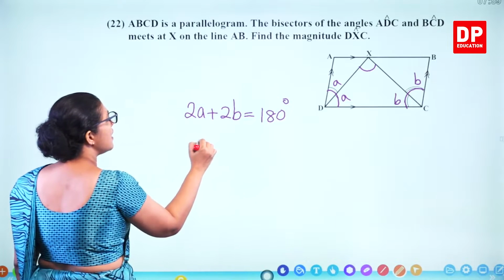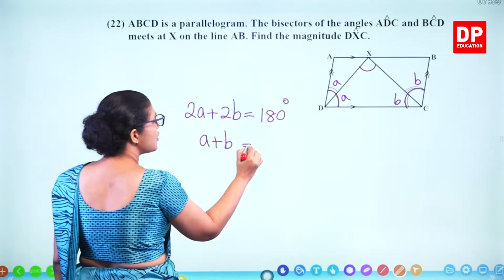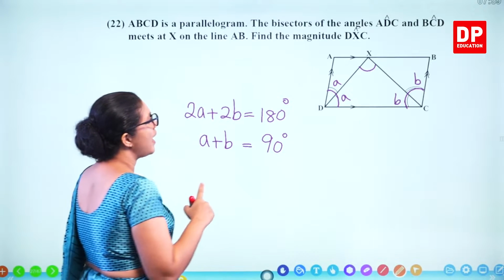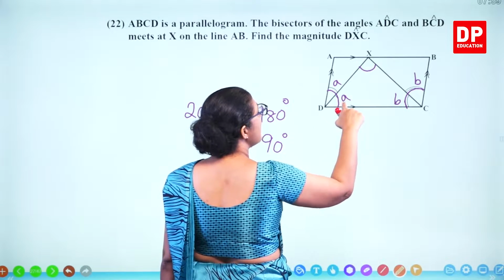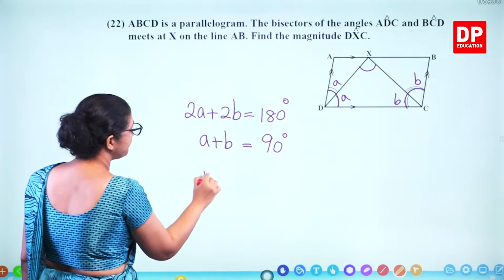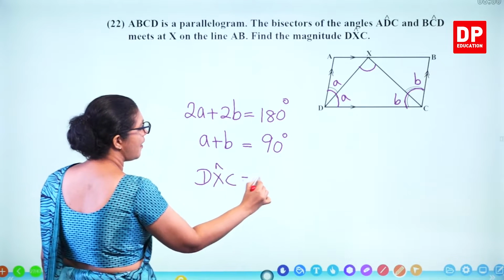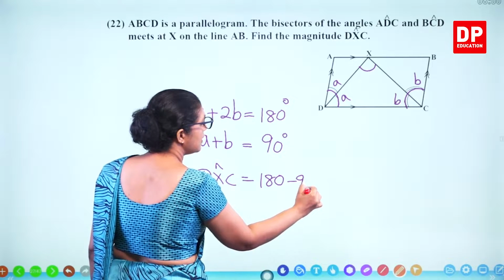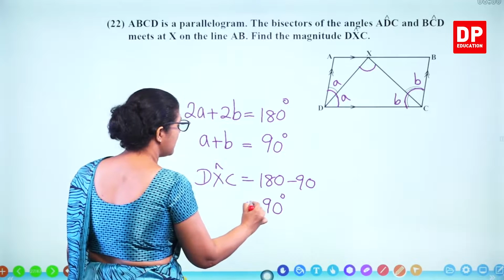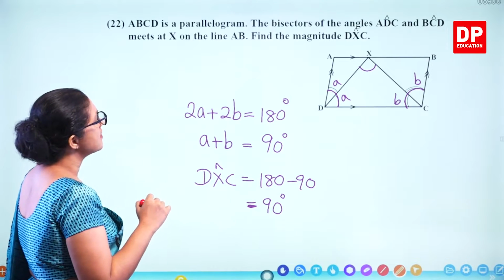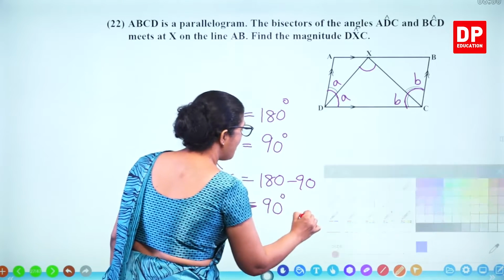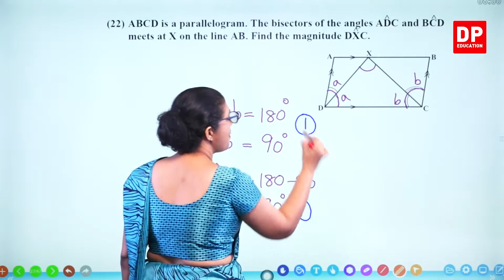So what's A plus B? Divide both sides by 2. That's 90 degrees. Now look at this triangle. A plus B is 90. So what is DXC angle? 180 minus 90. You get 90 degrees is the angle DXC. So 1 mark here and 1 mark for the method.